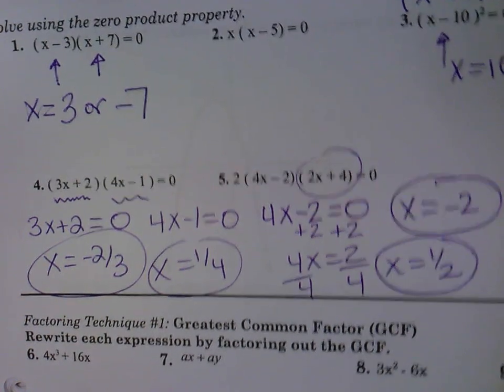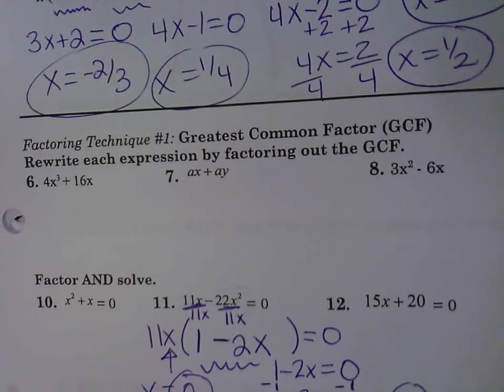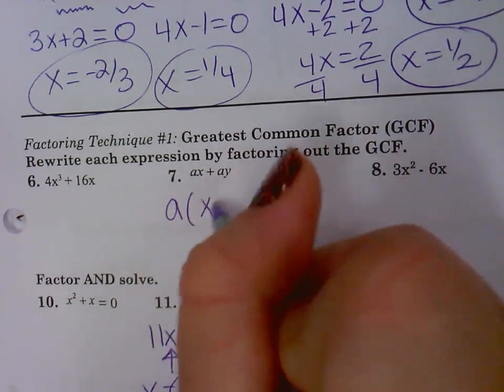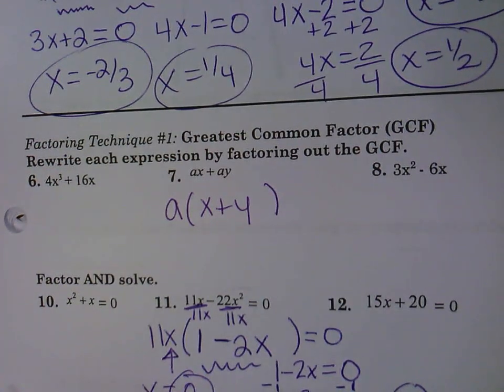Let's see. So number 7, kind of a tricky one, but A is the greatest common factor. And you'll just have x plus y left. There was nothing to solve. You just had to factor that one.